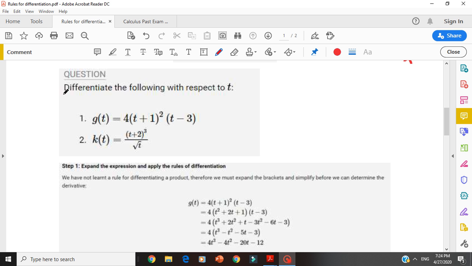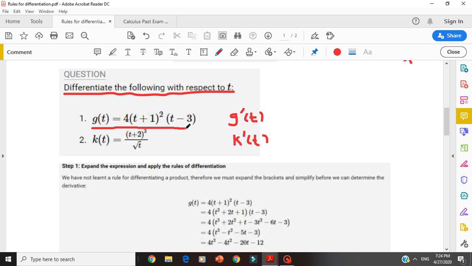It says differentiate the following with respect to t. So what that is asking is to find, in question 1, what is g prime t, and in question 2, what is k prime t. Okay, so let's look at question 1.